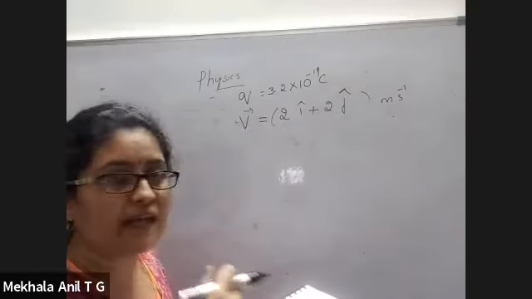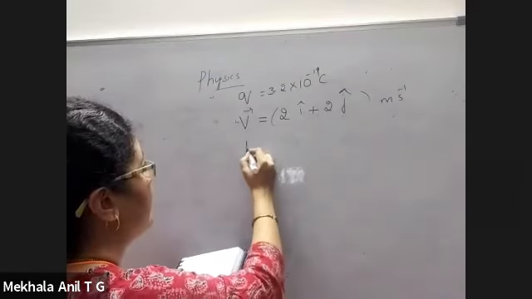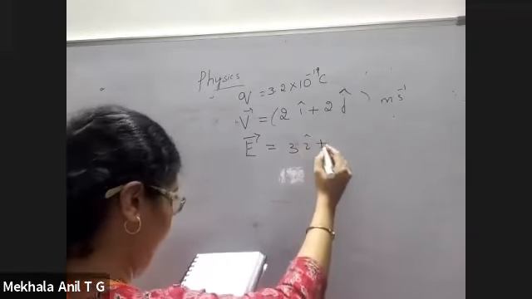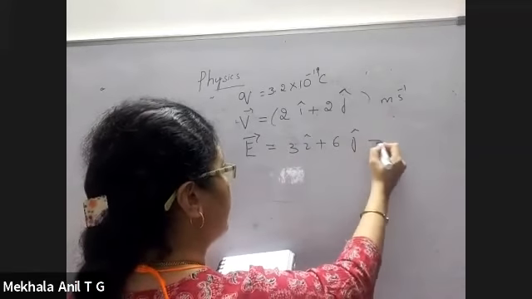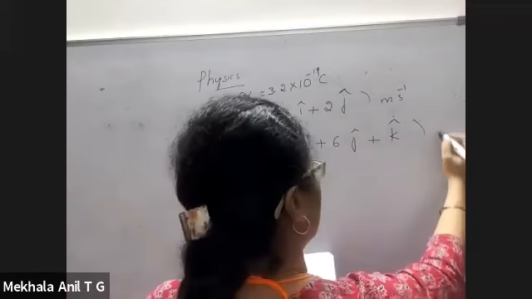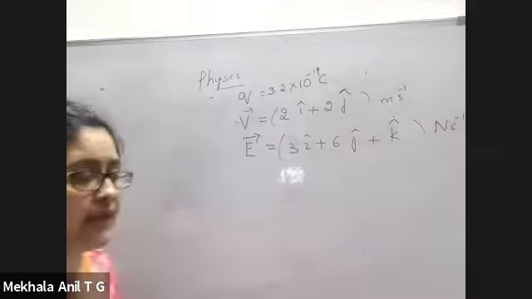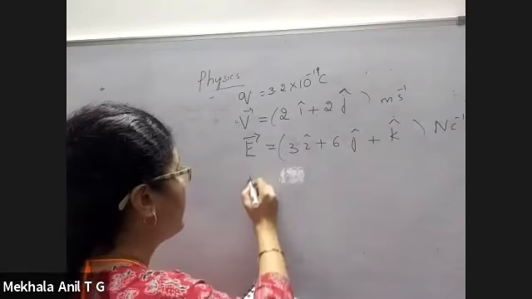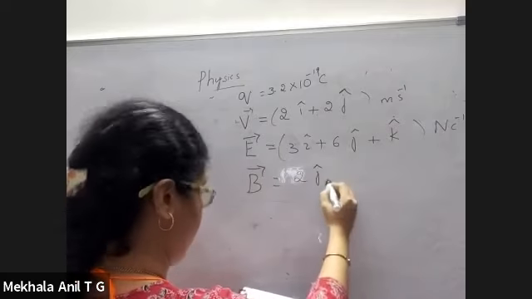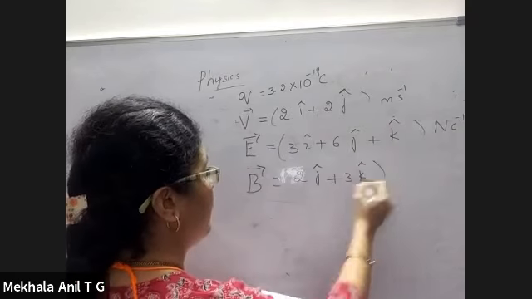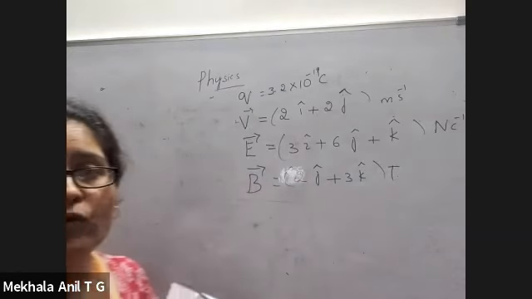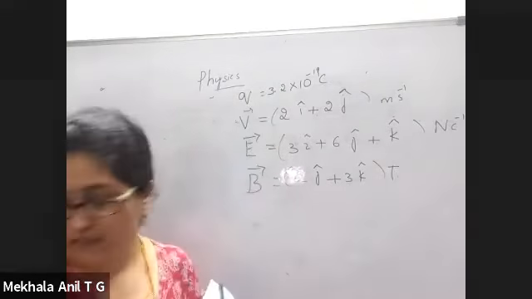In a combined electric field and magnetic field whose strength is E is equal to 3i cap plus 6j cap plus k cap Newton per coulomb, the electric field. And the magnetic field value is 2j cap plus 3k cap Tesla. Now, what is the Lorentz force experienced by this charge?